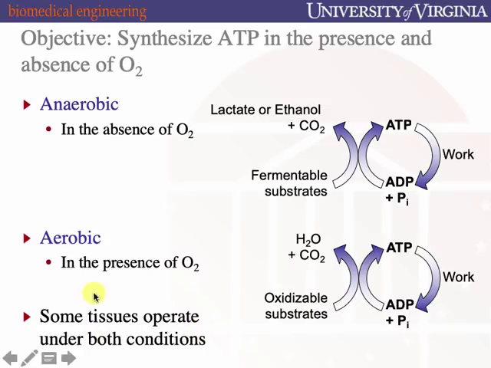Conversely, if a cell is undergoing metabolism in the presence of oxygen, these are aerobic conditions. It's the similar energetic goal to synthesize ATP from these precursors, but now the substrates change. Now metabolism is looking for what are called oxidizable substrates. I'll talk about redox reactions in a slide or two. And the byproducts are different: carbon dioxide again, but now water. And the reason is that oxygen here becomes the ultimate electron acceptor for these redox reactions, and that's what gives rise to its byproduct.